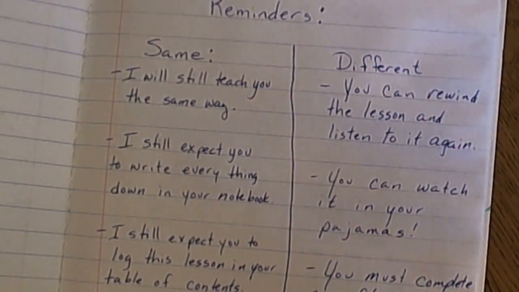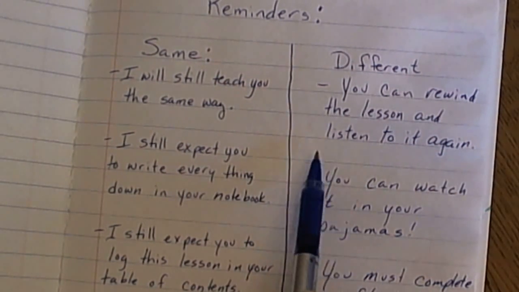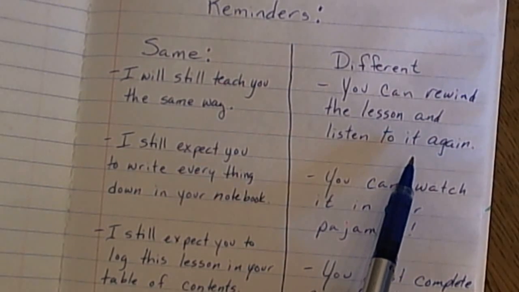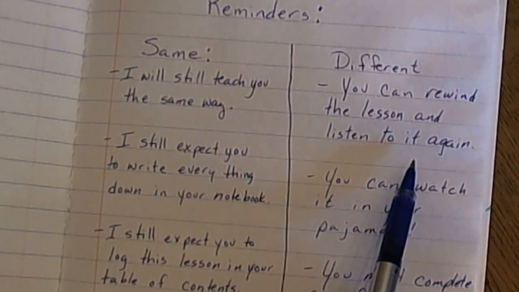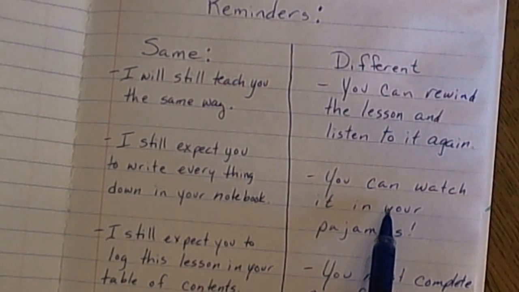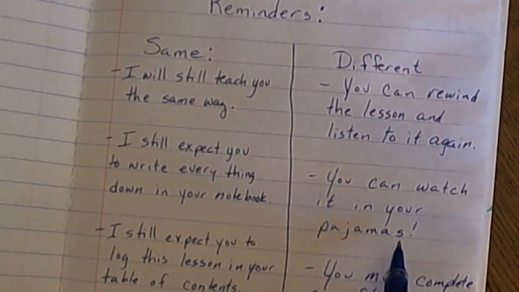Things that are different than in class. You can rewind the lesson and listen to it again as many times as you need to. Also, if I go too fast, hit the pause button. Rewind it, listen to it again, pause me if I go too fast, anything you need. You can watch it in your pajamas. You can sit on your bed, sit at the kitchen table, whatever you want to do. Turn off your music, turn off the TV.